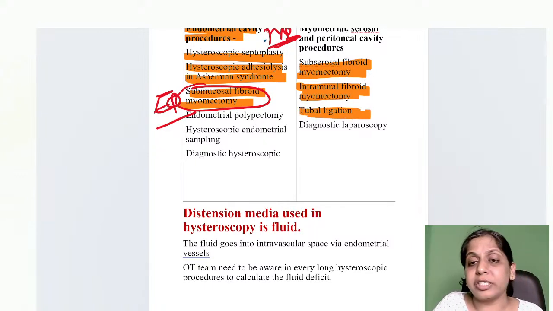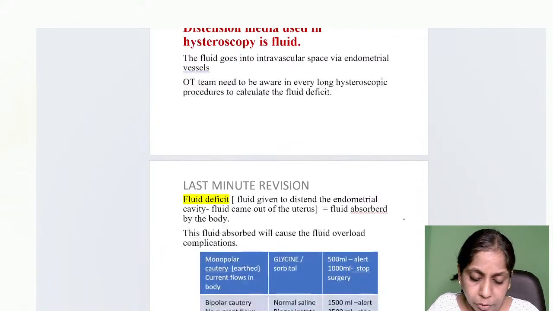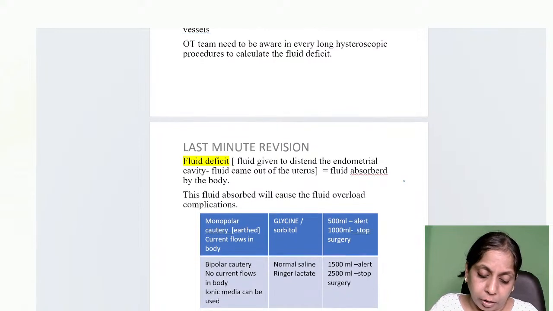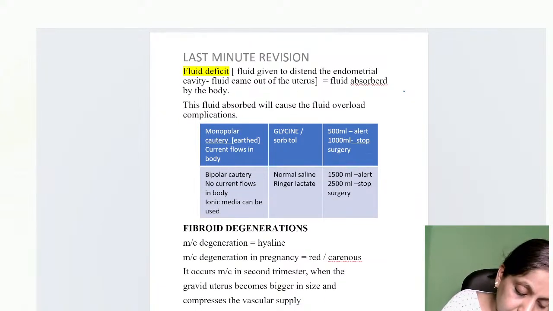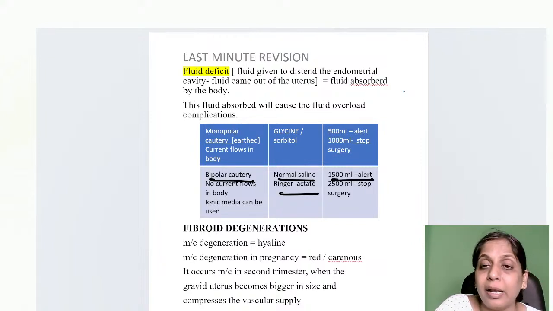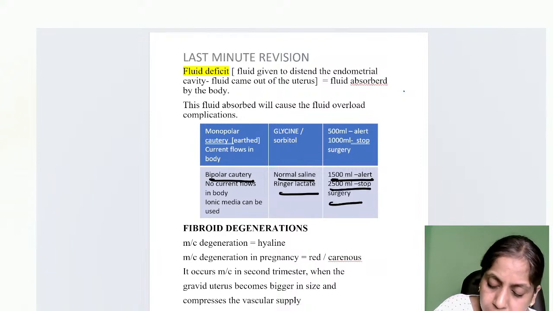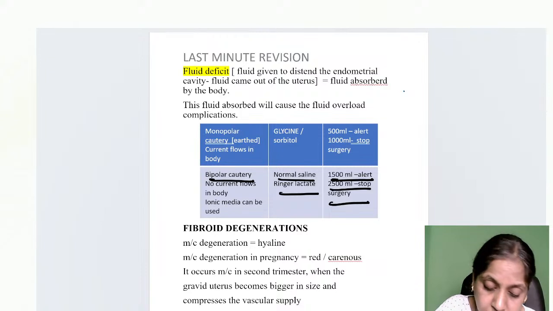Even tubal ligation can be done by laparoscopy. As I already told you, if there is bipolar cautery, then normal saline and ringer lactate are the media, and their alert limits are 1500 ml and 2 liter. At 2500 we need to stop the surgery.